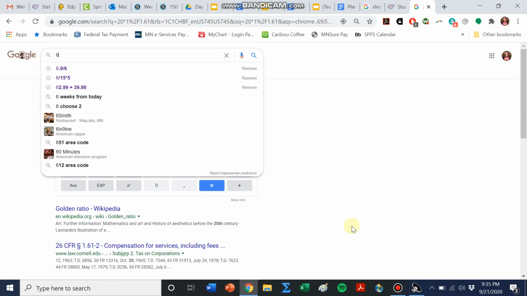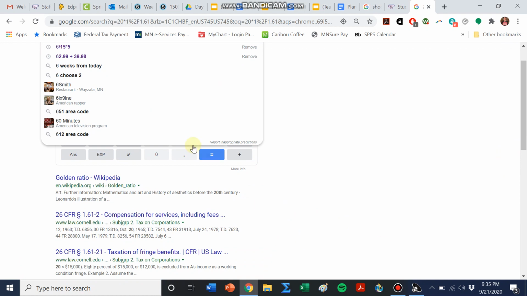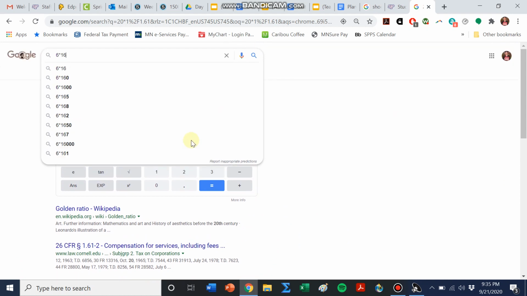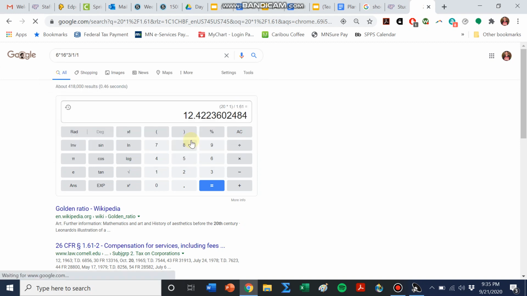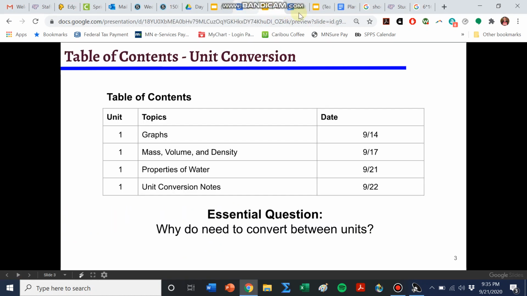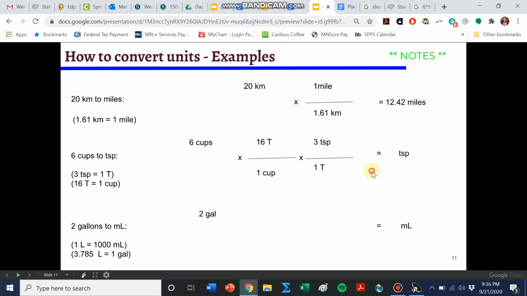6 times 16 times 3, then divided by 1 and divided by 1. 288. 288 teaspoons in 6 cups.